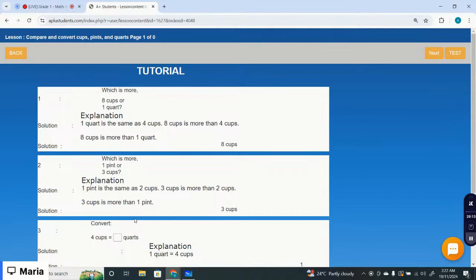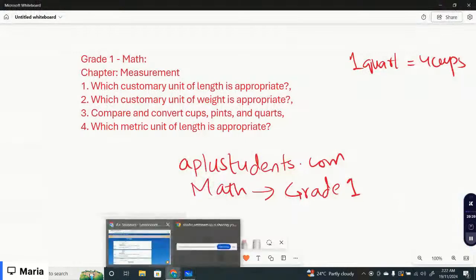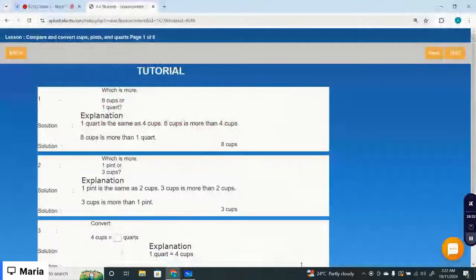So 1 quart is the same as 4 cups. These are the basic conversion units. You must note them down and learn them because they are very important. 1 quart equals 4 cups, right? So the question is which is more, 1 quart or 8 cups? So obviously 8 cups is more than 4 cups, right? So 8 cups is more than 1 quart.